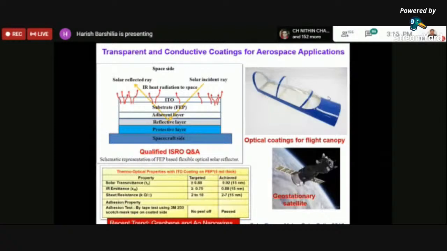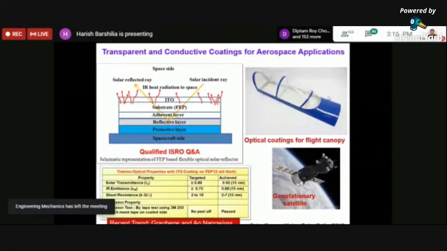For example, one is the transparent conducting oxide. That is one of the coatings. Nowadays, people are talking about silver nanowires or conducting polymers. The other thing is the geostationary satellites, which are kept at a certain distance from the surface. There also the heat management becomes very, very difficult, because whenever the satellite is near the sun, it absorbs a lot of heat and solar radiation, and subsequently it gets heated up.